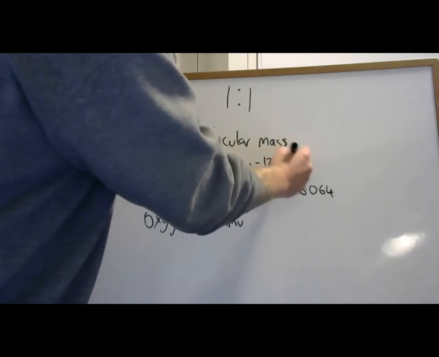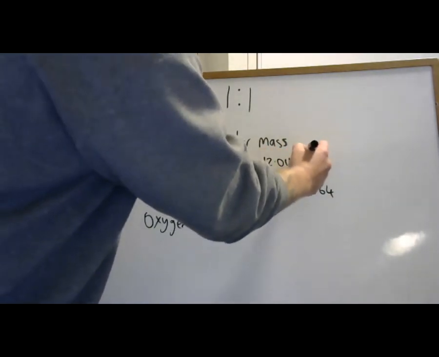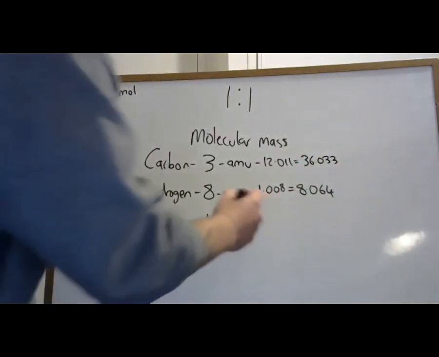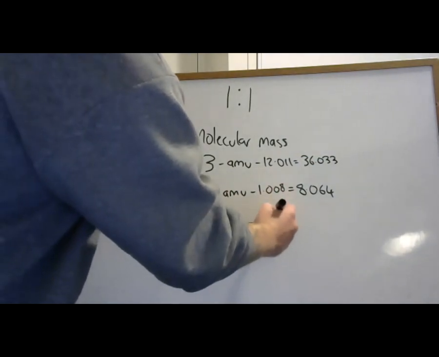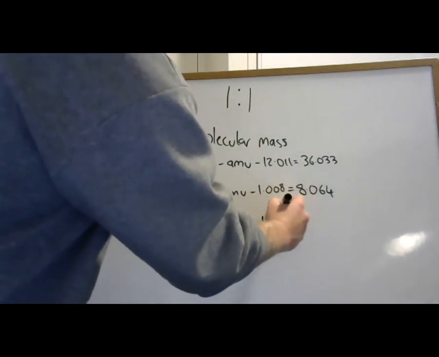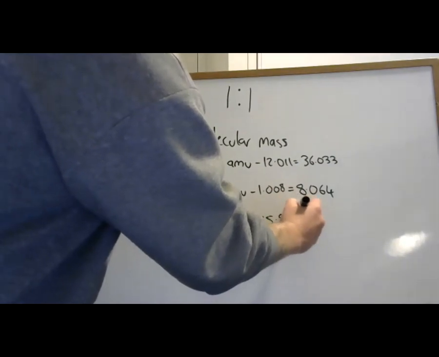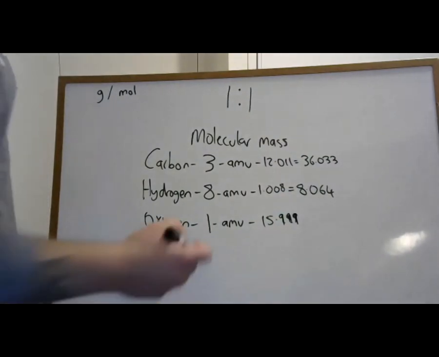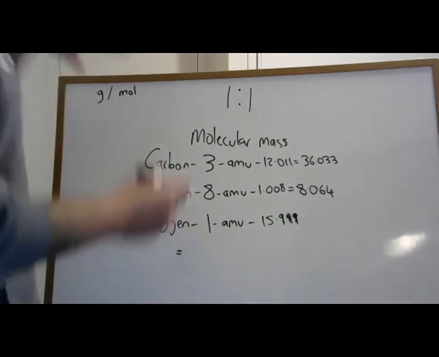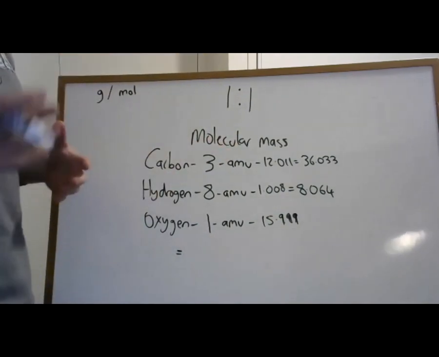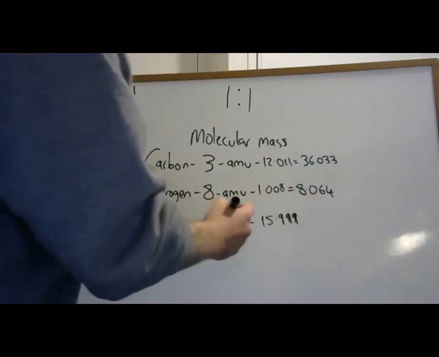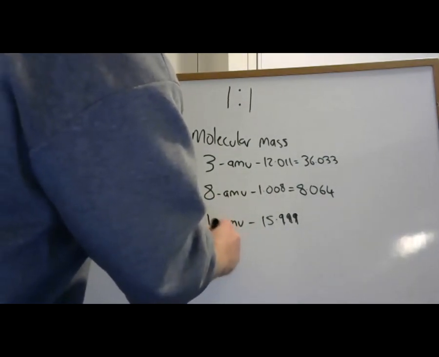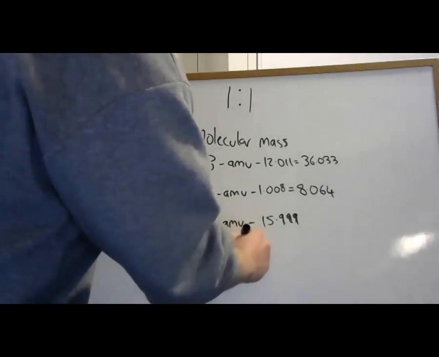Carbon, 12.011. Oxygen, I'm using 3 significant figures, 15.999. This equals, and I hope this makes a lot more sense in the next calculation that I run, so it has a molar mass of 60.1 grams per mole.